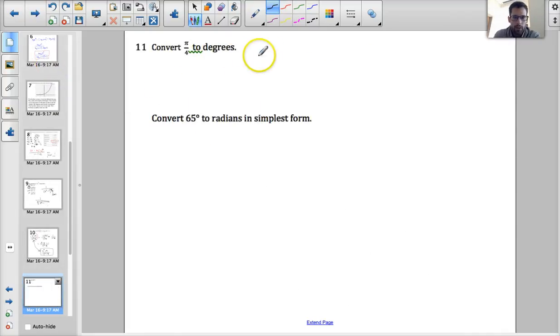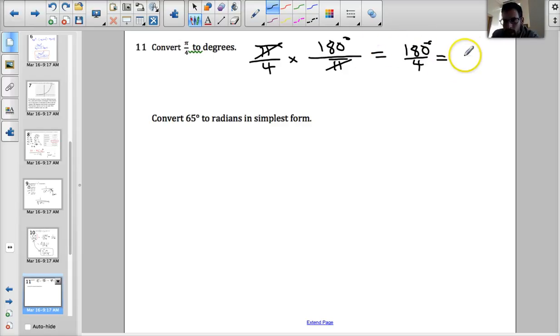All right. Convert to degrees. So I've got pi over 4 radians, and I want to multiply that to convert it to degrees. So I should have the pi on the bottom, so it'll cancel, and 180 degrees on top. Pi cancels with pi, and then I get 180 degrees divided by 4, which is going to be 45 degrees. Pi over 4 is 45 degrees.